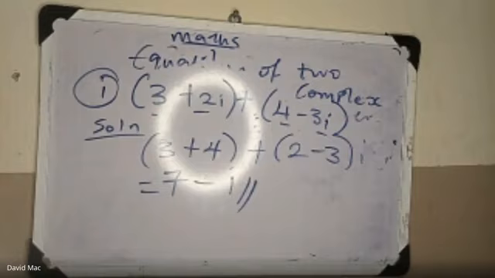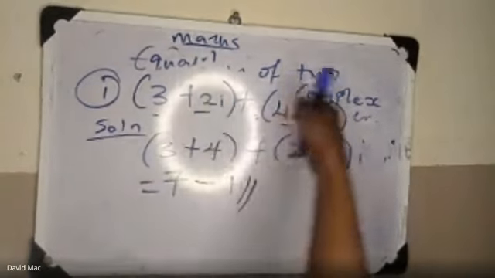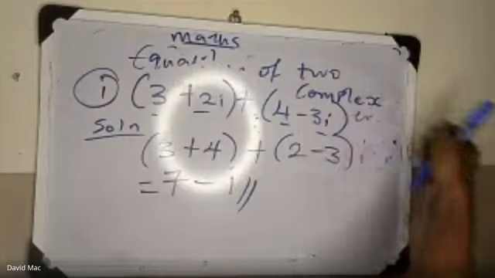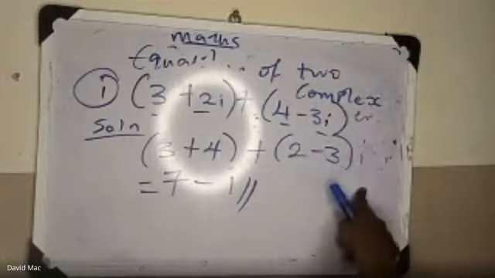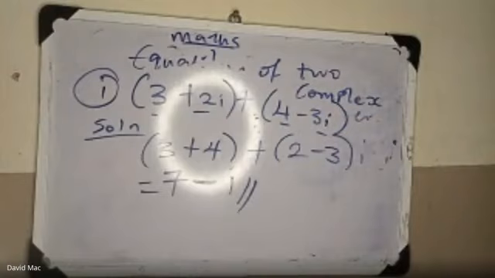As simple as that. I repeat. Very, very simple. 3 plus 4 is 7. 2 minus 3 is minus 1 times your i, minus i. Plus times minus is minus. So it becomes minus i. So your answer here is 7 minus i. Addition of complex numbers is very, very easy to understand.